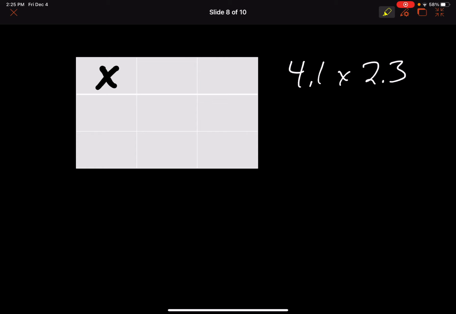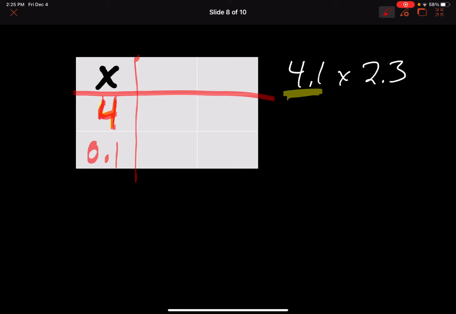And this should look very similar to the multiplication charts that you used as a kid. So what I'm going to do is I'm going to take 4, and I'm going to put it here. I'm going to use a different color. Easier to see. Okay, I have my 4, and then I have my 1/10. Okay, and now I'm going to split up by my place value here as well.